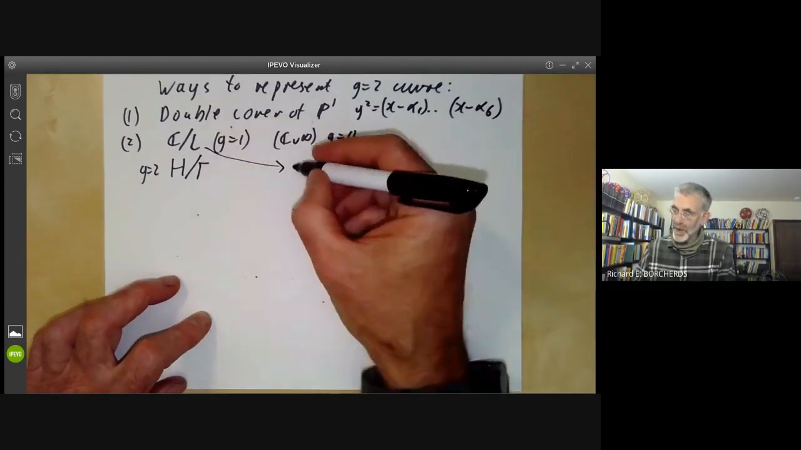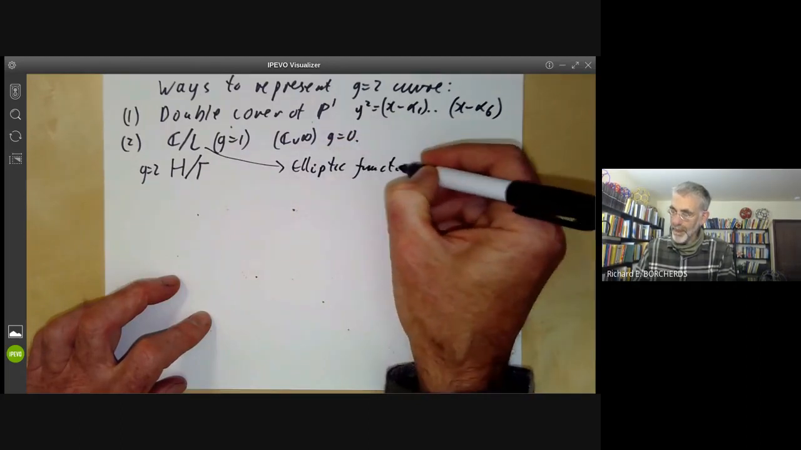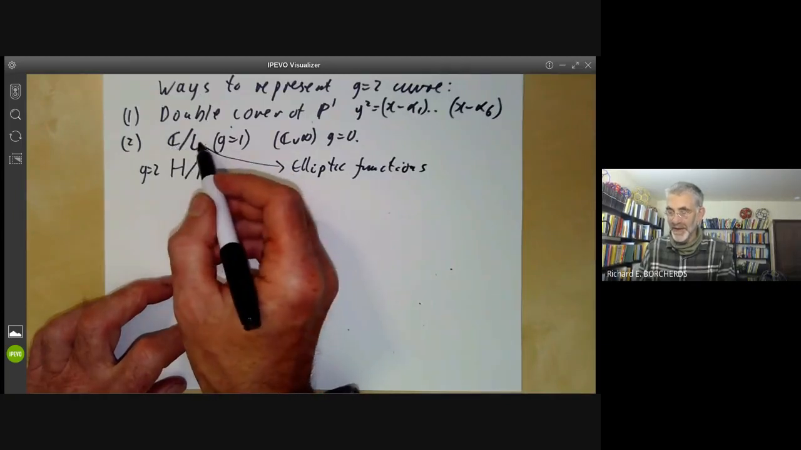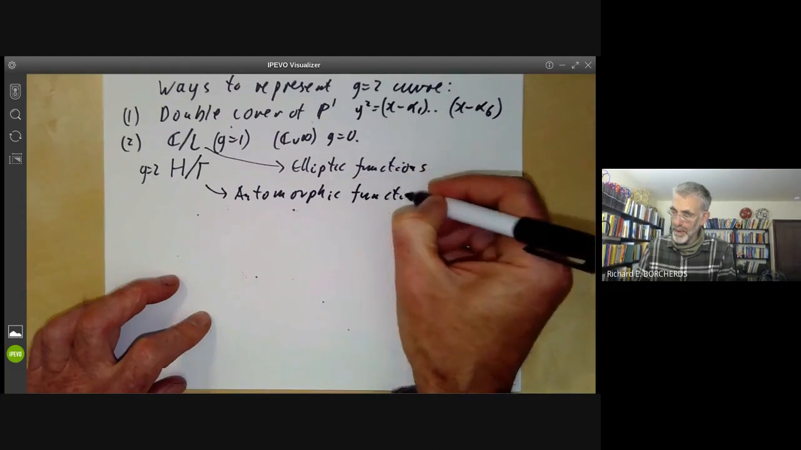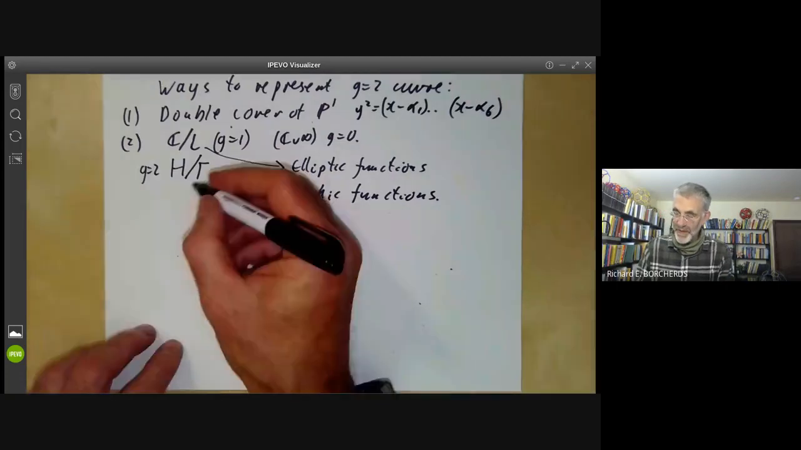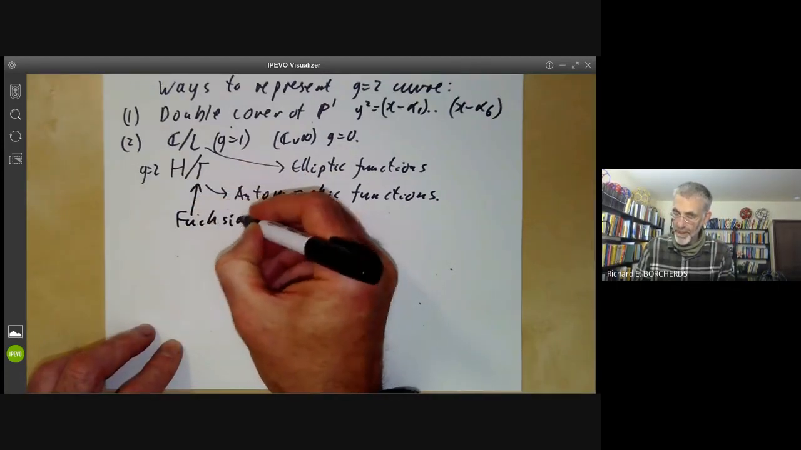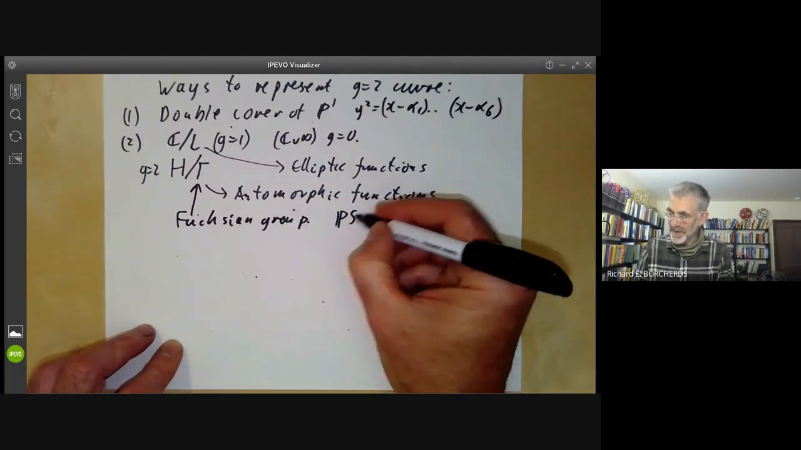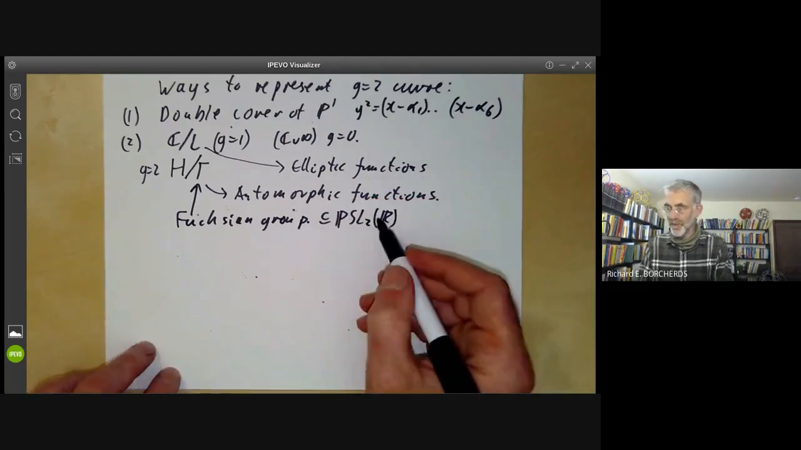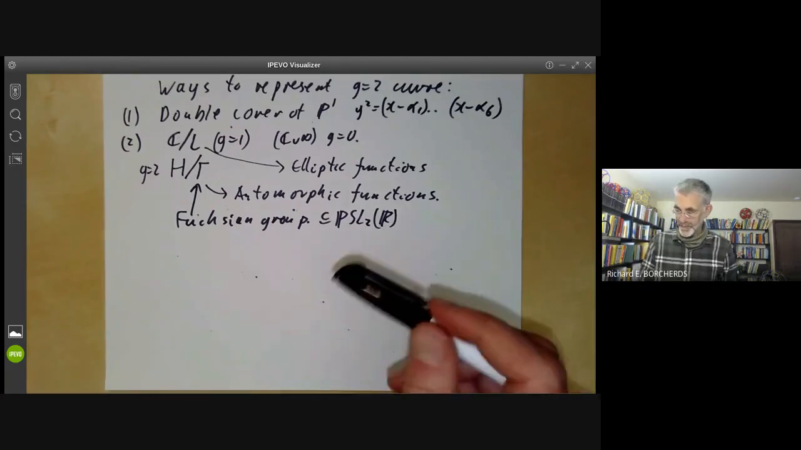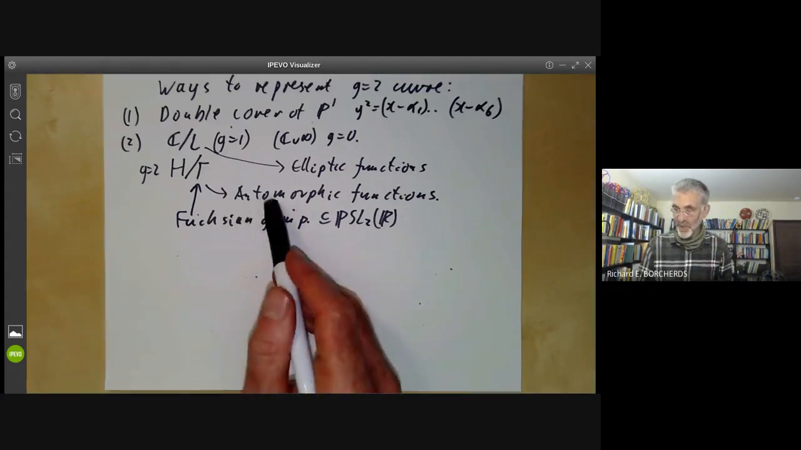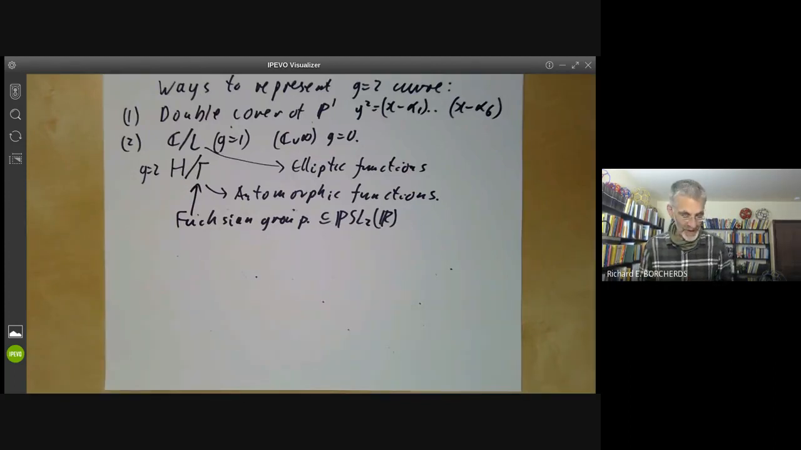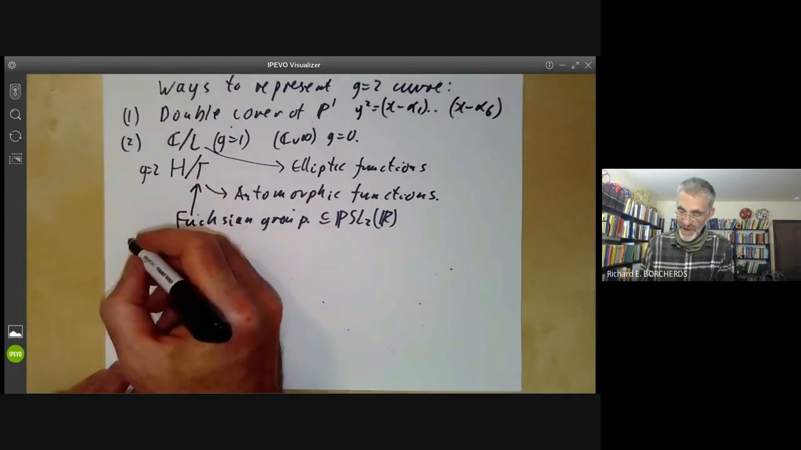So in this case, we would work with elliptic functions, which are functions on the complex plane invariant under the lattice L. The analog in this case are called automorphic functions, or modular functions sometimes. This group here is called a Fuchsian group. A Fuchsian group is just a discrete subgroup of PSL2R, which is the group of automorphisms of the upper half plane. And everything you can do with elliptic functions has an analog, only it's even more interesting and more complicated for automorphic functions and Fuchsian groups. And I'm not going to discuss that because it's more appropriate for an entire lecture course rather than for a few minutes at the end of a lecture. So that gives a second way of representing genus 2 curves.